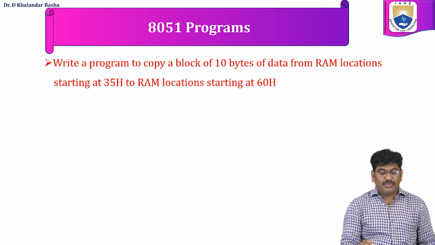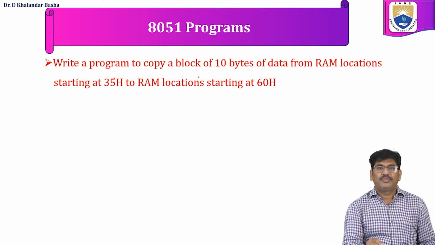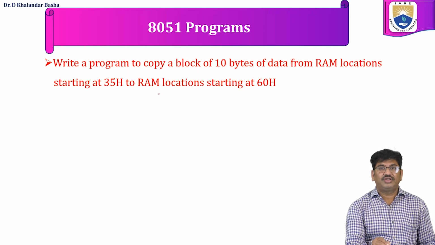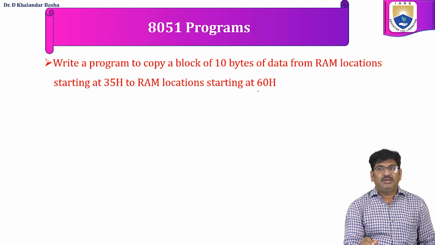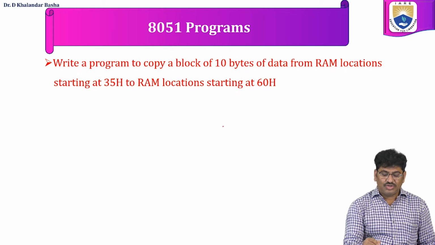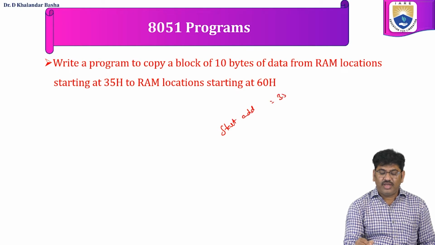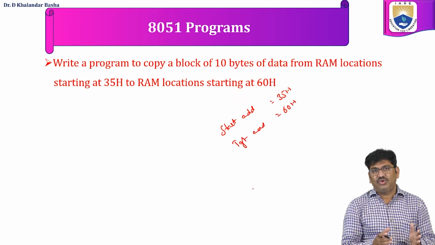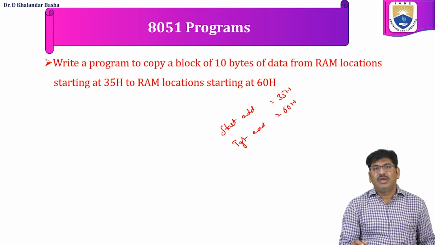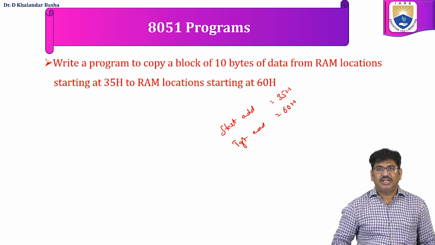The next program is: write a program to copy a block of 10 bytes of data from the RAM location starting from 35H to the RAM location at 60H. So the starting address is 35H and the target address is 60H. From the 35H location, we want to take 10 bytes of data and copy them into the memory location whose address is 60H.